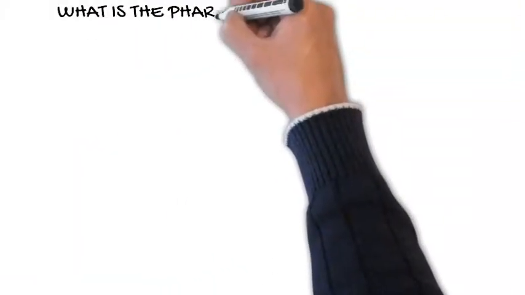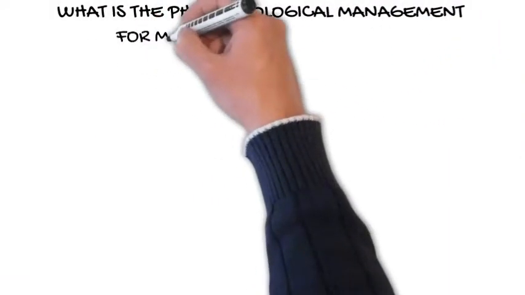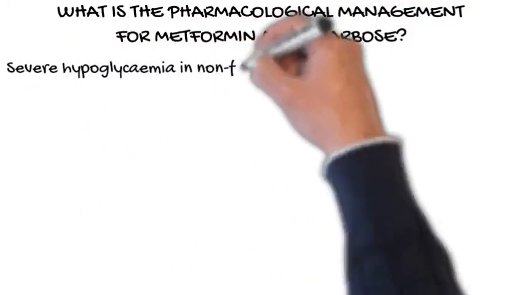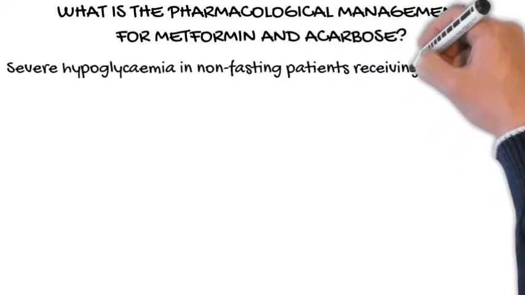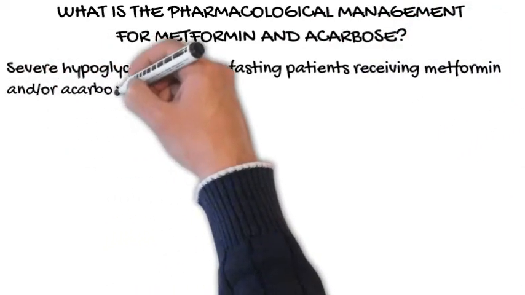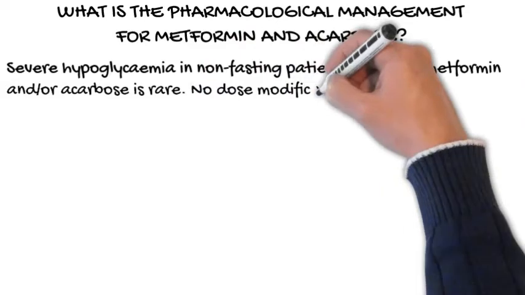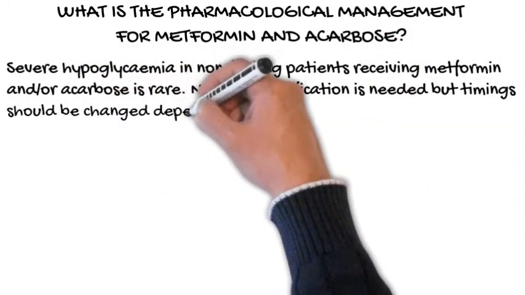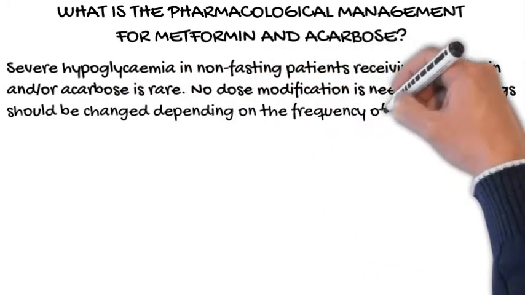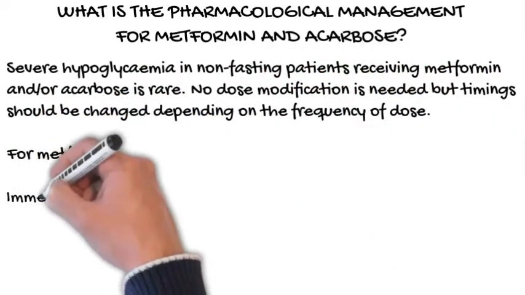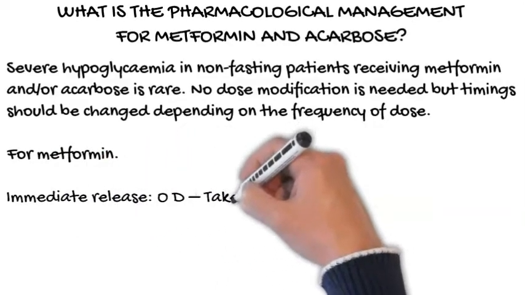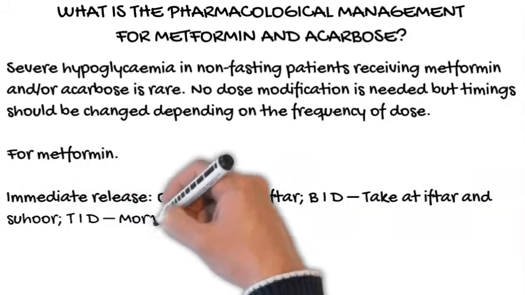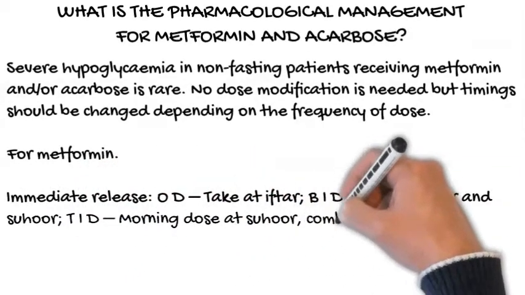What is the pharmacological management for metformin and acarbose? Severe hyperglycemia in non-fasting patients receiving metformin and acarbose is rare. No dose modification is needed, but timings should be changed depending on the frequency of dose. For metformin, immediate release, OD, take at iftar; BID, take at iftar and sahur; TID, morning dose at sahur, combine afternoon and evening dose at iftar. Prolonged release, take at iftar.